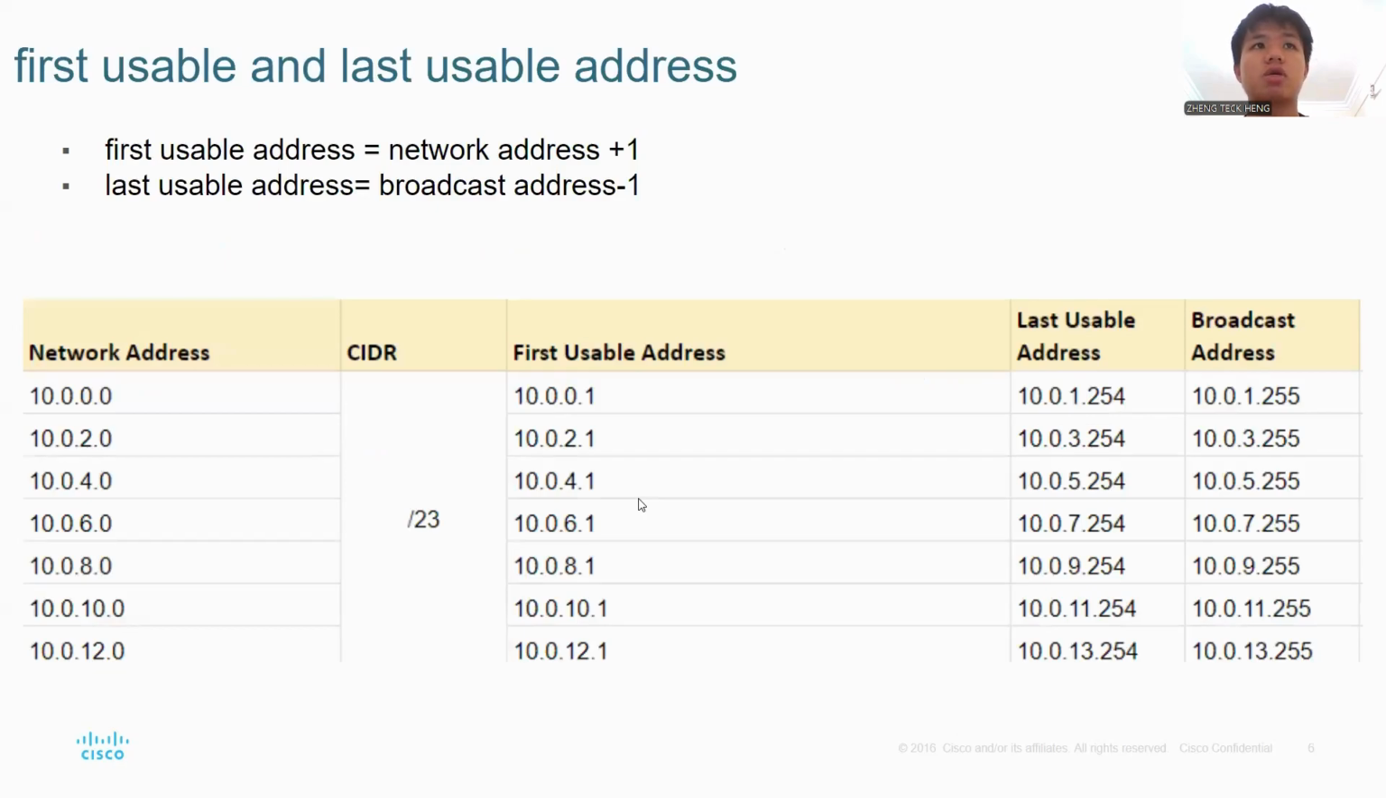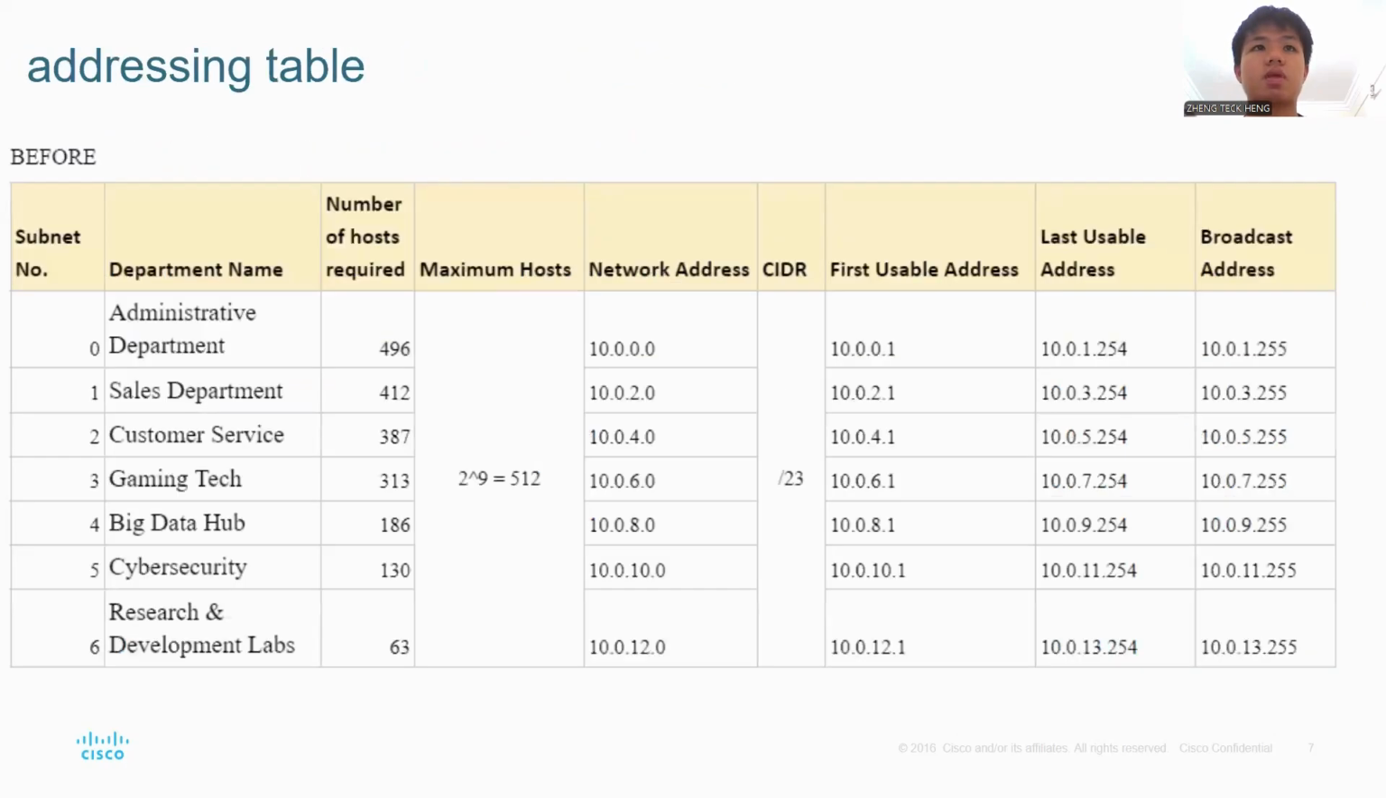To find the first usable and last usable address, you can look at the formula here. The first usable address equals the network address plus 1. The last usable address equals the broadcast address minus 1. That's how you get the first and last usable address. After calculation, you can get the complete addressing table.